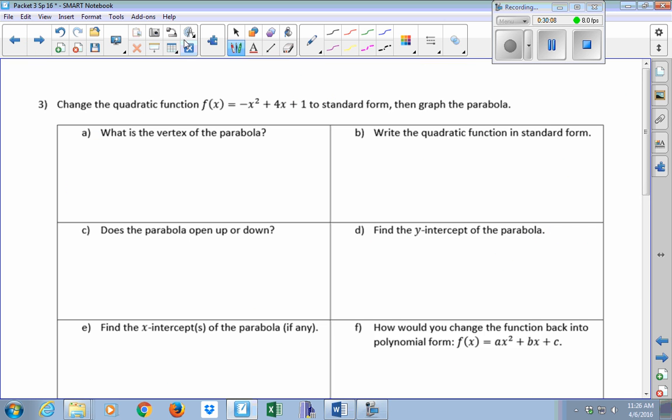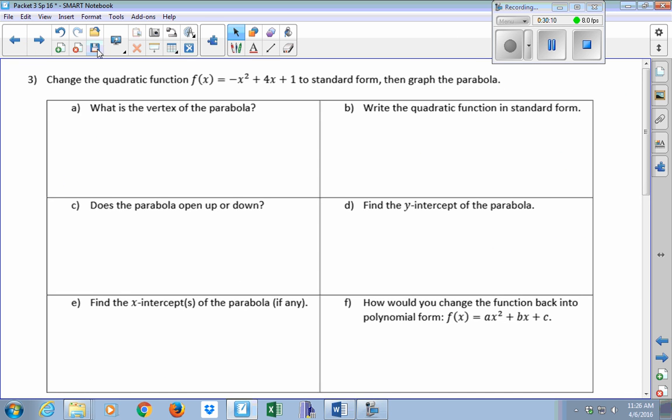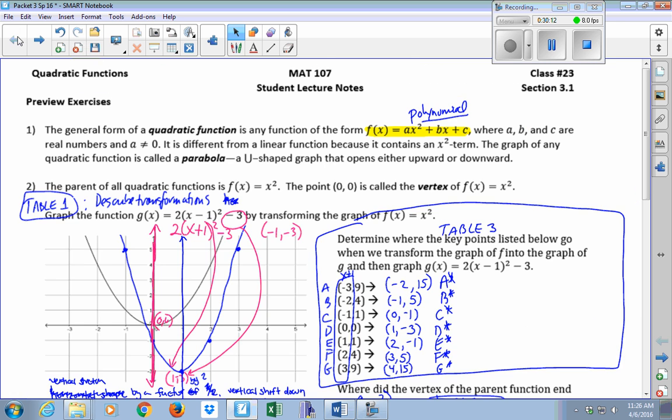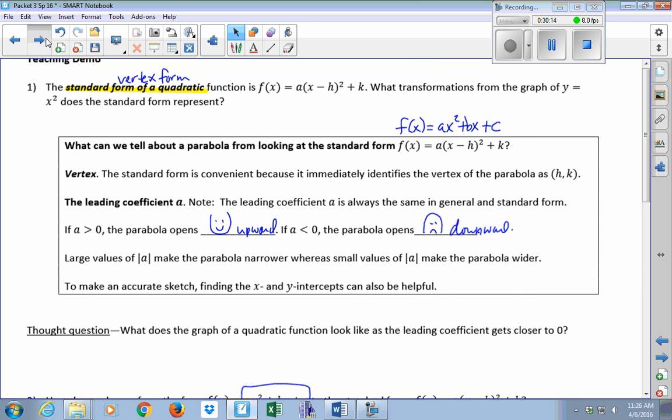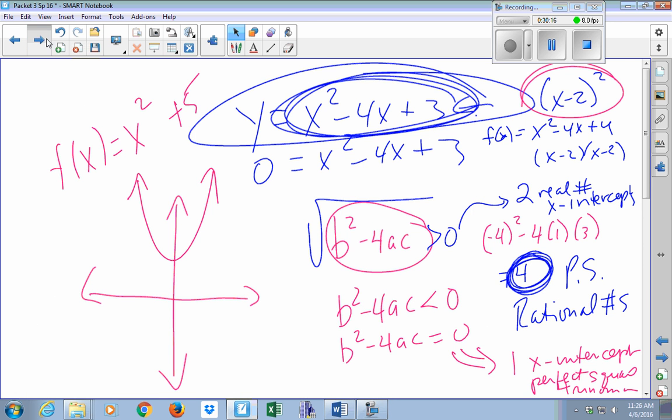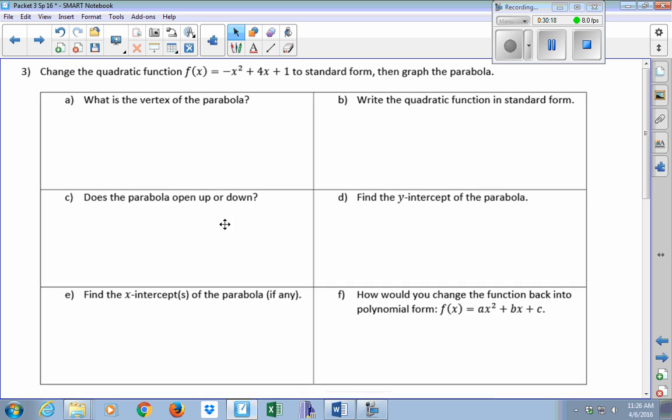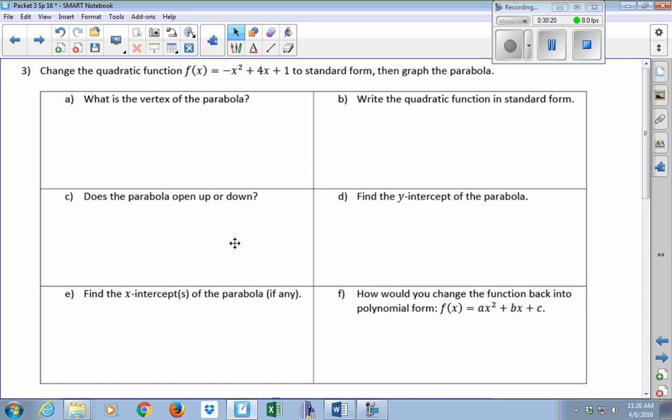Okay, number 3. We finished number 2, right? Yeah. All right, so number 3, here's where you start to put all this together. Here's the polynomial form right here. It's written out as a polynomial or general form, and we want to turn it into the standard form. So we want to turn this into a times the quantity x minus h squared plus k.